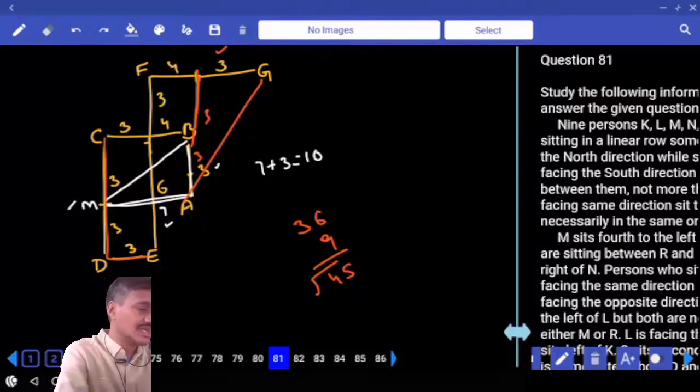Now, 86 to 88. 89 to 91, coding and decoding.